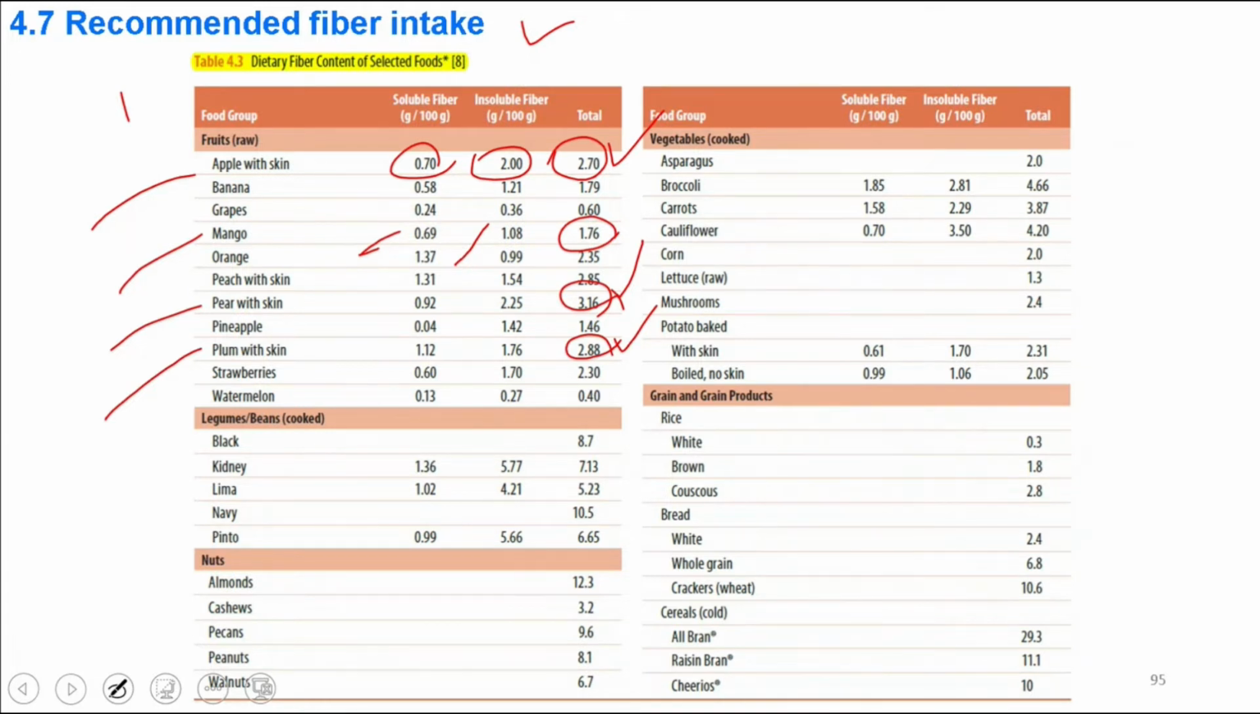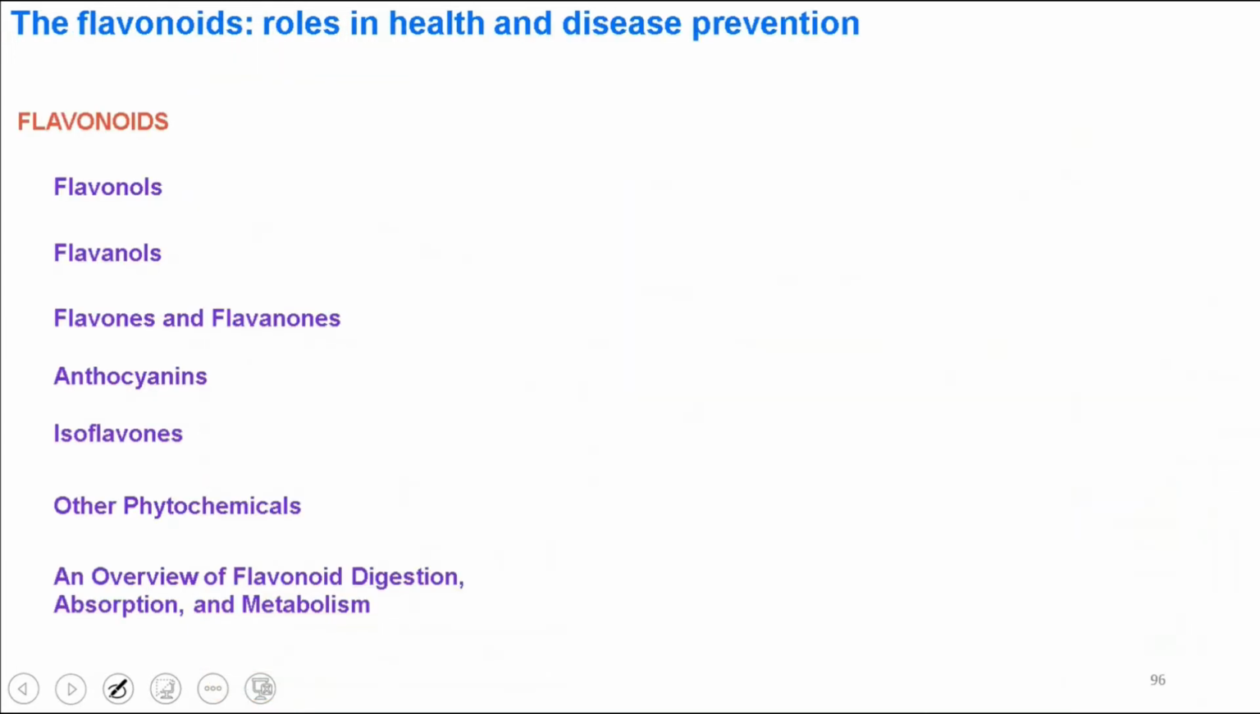If we see some other foods, like cauliflower is containing 0.7 gram of the soluble fiber and 3.5 gram of the insoluble fiber, and total fiber is 4.2. And you can see different tables are given here. You don't need to memorize all this. So we finished the chapter fiber. Now we are moving to the small topic, very small topic, the functional foods, the foods that have some health benefits.